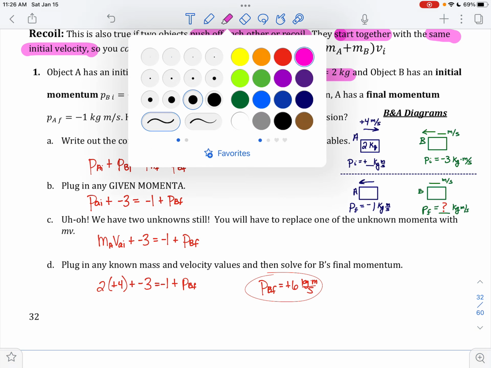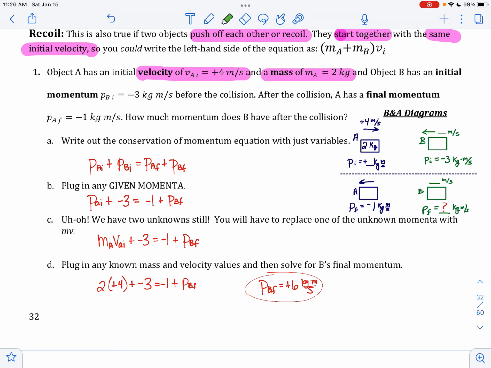Maybe I'll use a different color for highlighting here. We'll use green. Object B has an initial momentum of -3. So it's not telling us the mass, it's not telling us the velocity, it's telling us the momentum. The momentum is negative, so we know it's moving to the left.